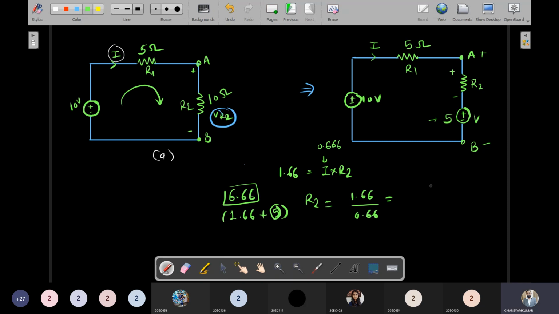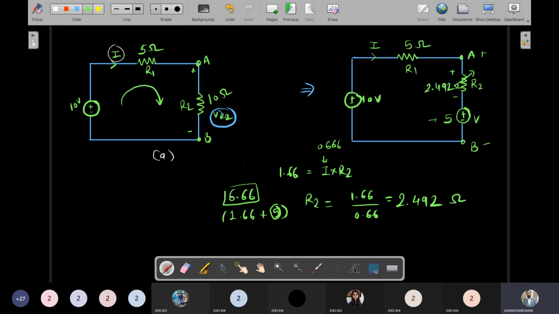2.492. Yes, sir. This is what we have to use like a variable resistor because this is not a standard value. 2.492 ohm. Okay, you can cross check this.